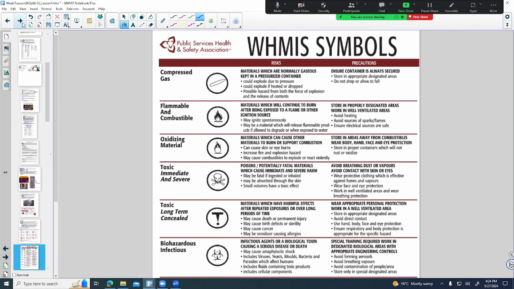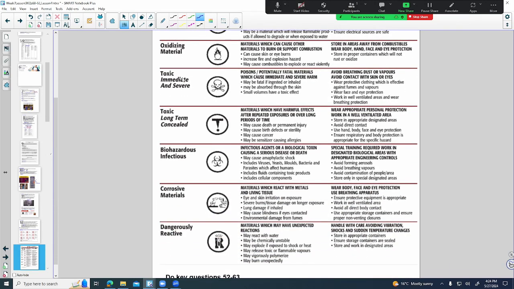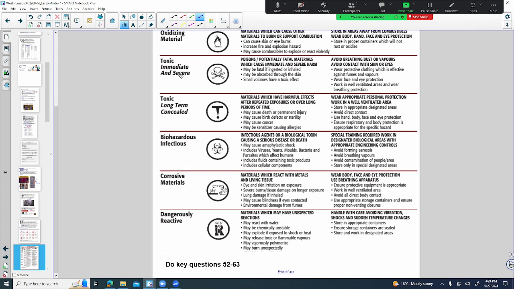So the other one that I have, and I know that this has changed, so you might have had the older format. So this is what you might have for your WHMIS symbols. And this one says compressed gas, flammable and combustible, oxidizing material, toxic, immediate and severe, toxic, long-term, concealed, and biohazardous, infectious. Okay, that's from the previous or last year's material. There's also corrosive materials and dangerously reactive. So if you have this one, that's fine. Use the symbols there. If you have the newer format for this year, then use that one.